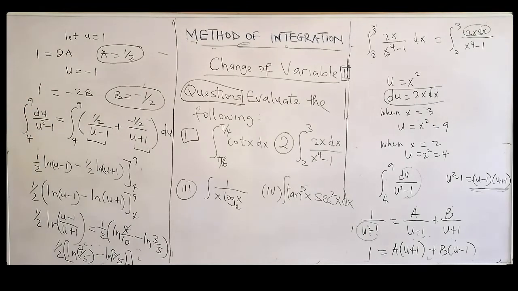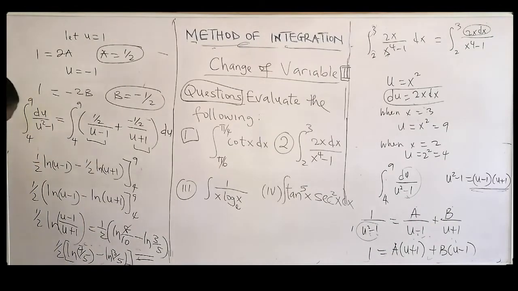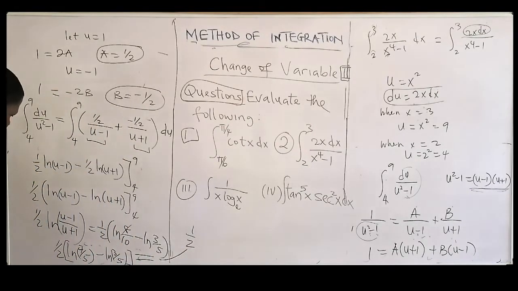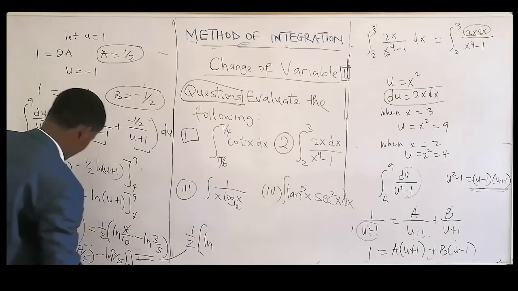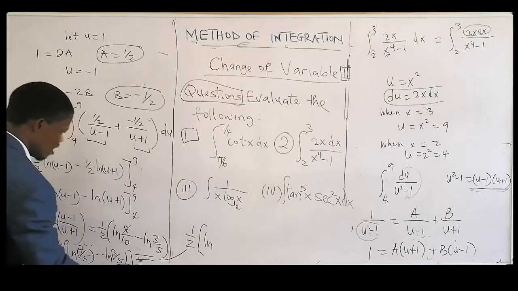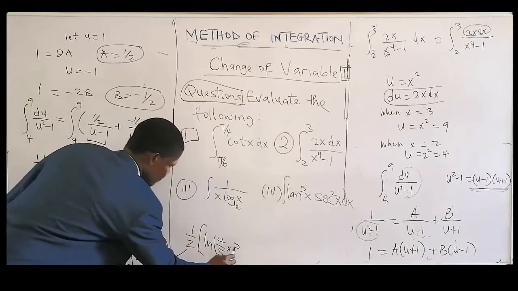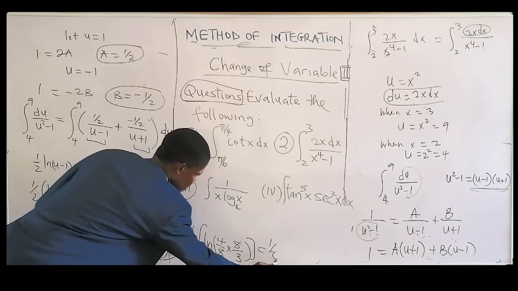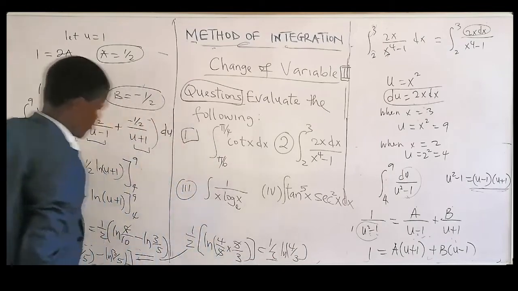And finally, that will be equal to half into brackets. The ln is the same, so we can have a common ln: 4 over 5, open your bracket, times 5 over 3. So this one cancels, then I have half ln 4 over 3. So that's that.